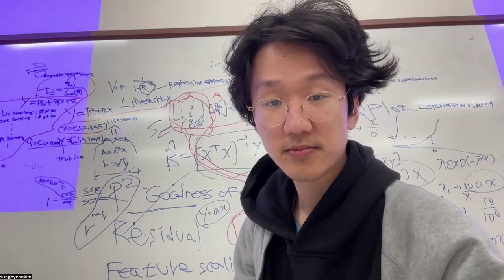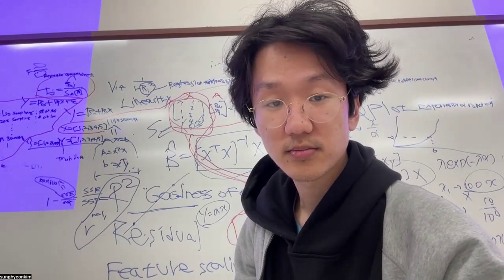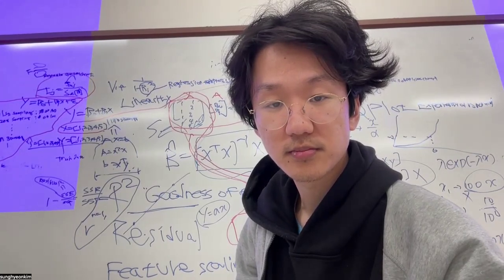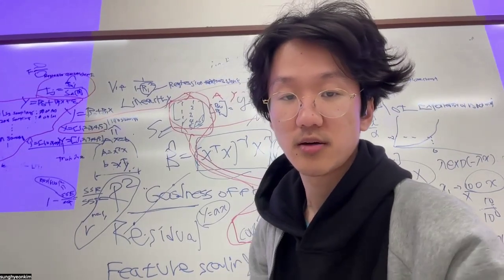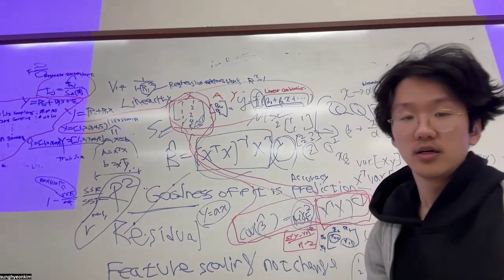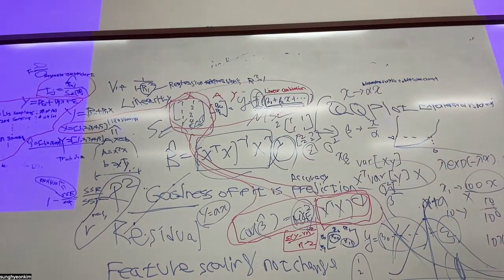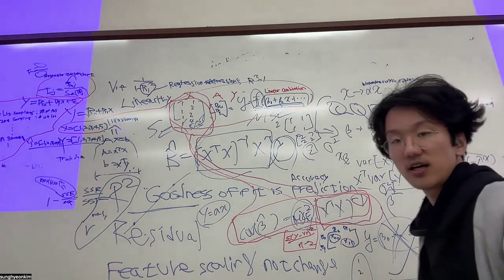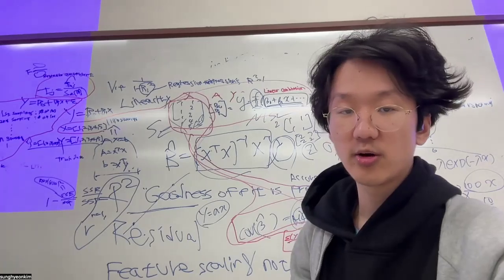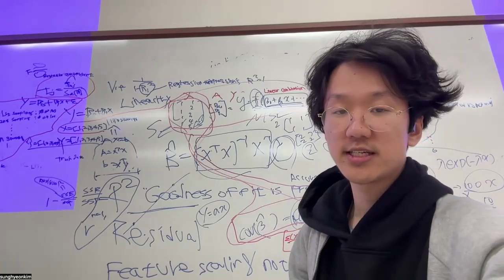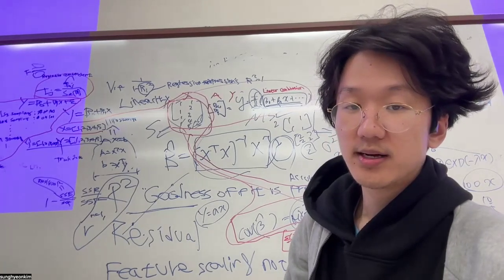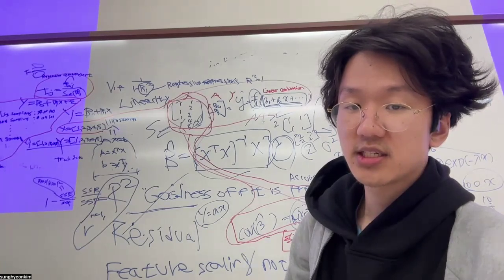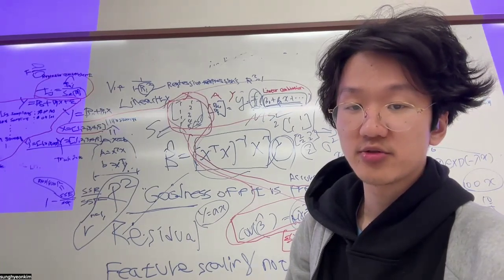Another thing is that there should be no multicollinearity. It should not satisfy the multicollinearity case, which is, let's say, there is a correlation matrix.